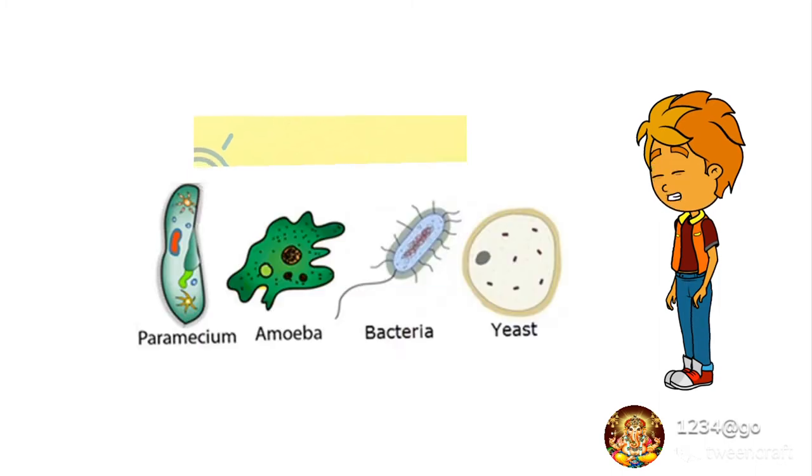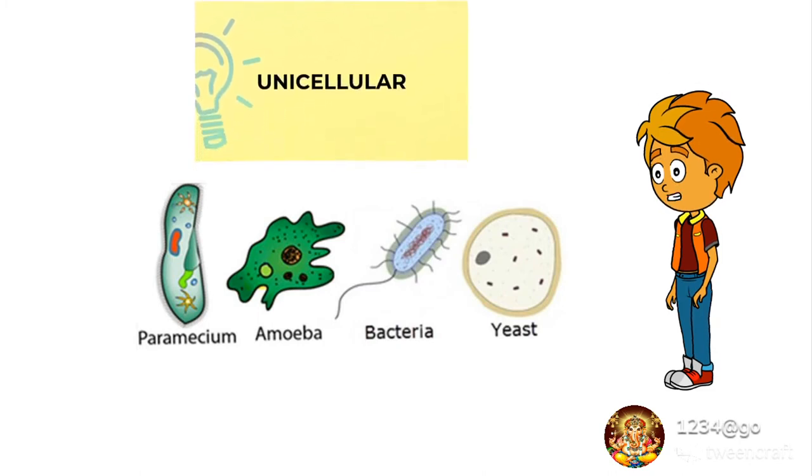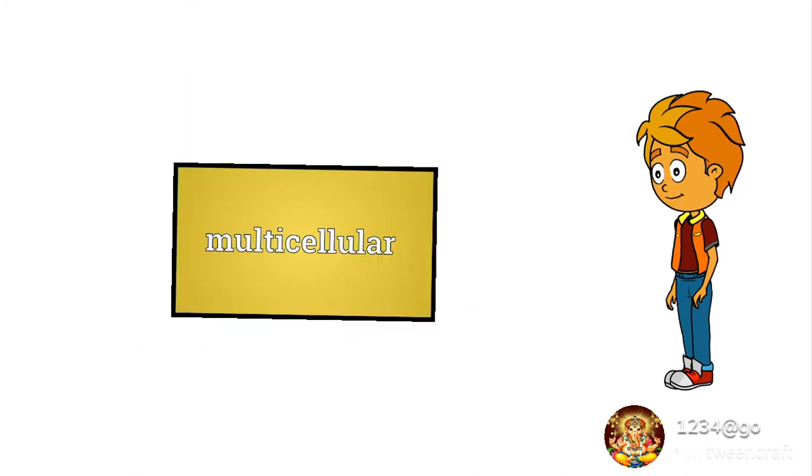Paramecium, amoeba, bacteria, yeast are some examples of unicellular organisms. Single cell regulates all the activities of the organism. All life processes are carried out in each cell for its survival.